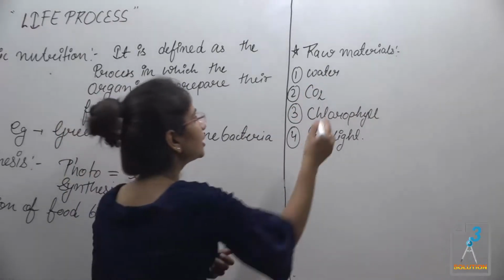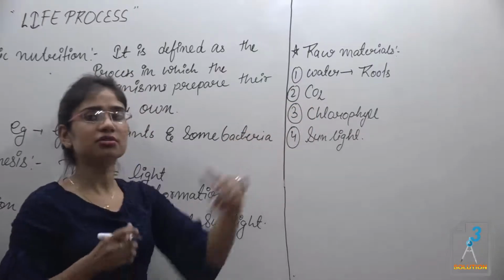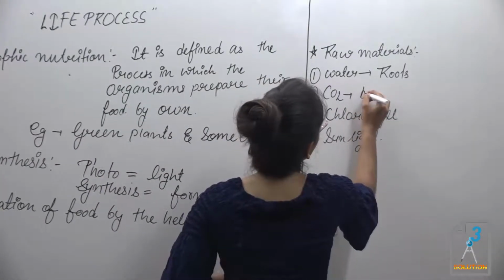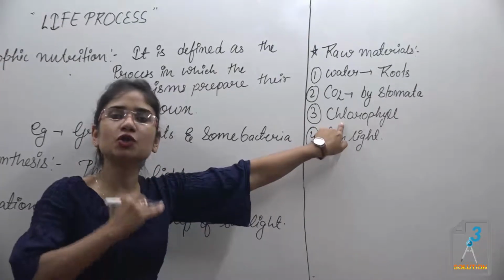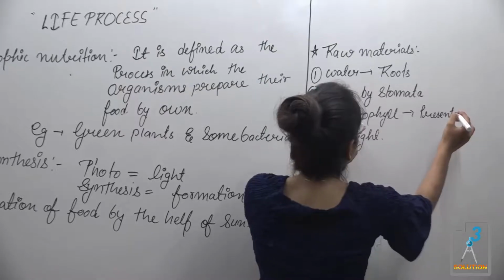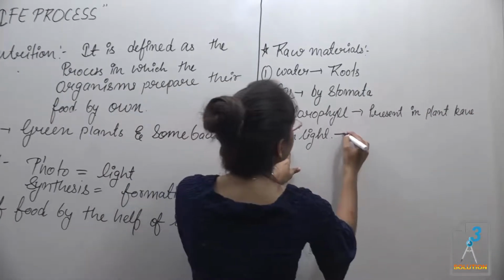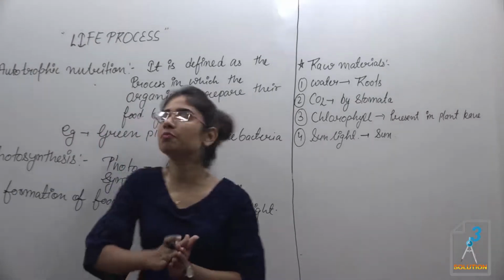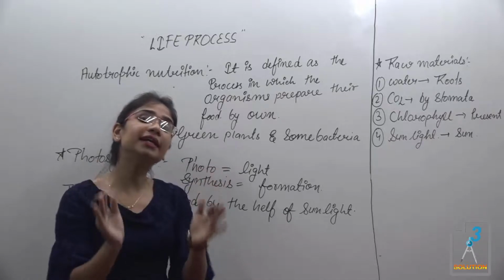The water is simply absorbed from the roots. The roots of the plants absorb water. And the carbon dioxide is present in the atmosphere, so the carbon dioxide enters into the plant by stomata. Yes, the chlorophyll is the green color pigment which is already present in the plant leaf. Next up we have sunlight, which we obtain from the sun. This is simple. All the factors we find in nature and we just perform the process of photosynthesis.